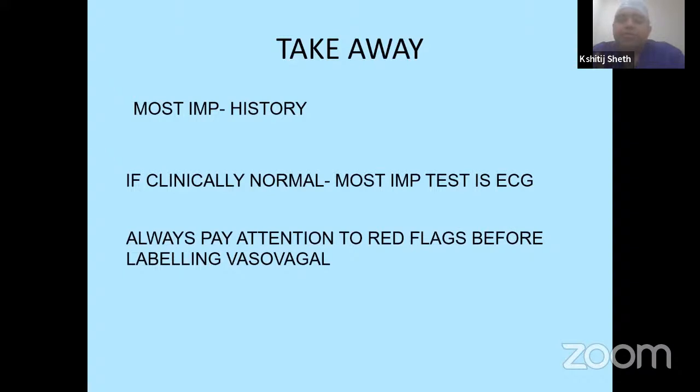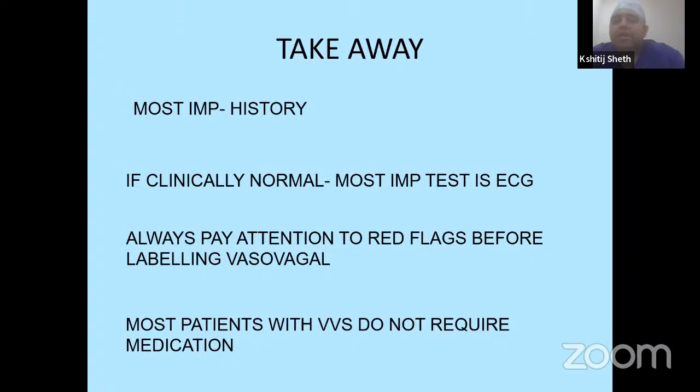Always pay attention to red flags before labeling as vasovagal. Red flags like syncope while doing activity, syncope in lying down position, syncope with abnormal clinical findings. If any of these red flags are present, please make a thorough cardiac evaluation before labeling it as vagal syncope.